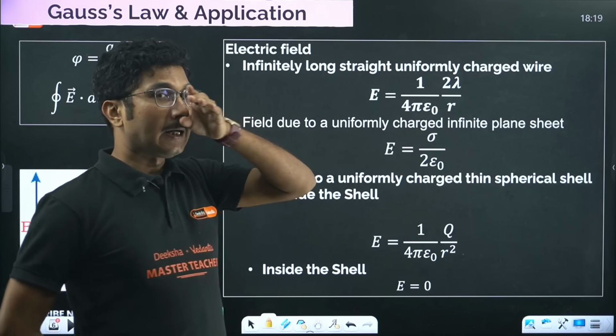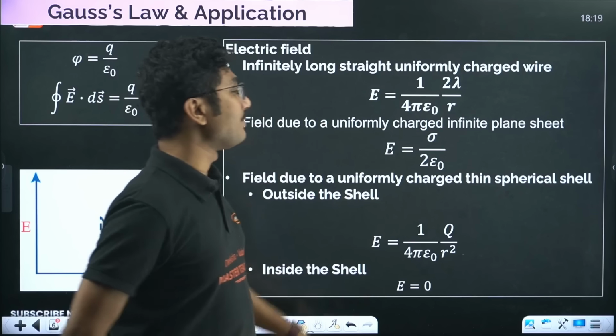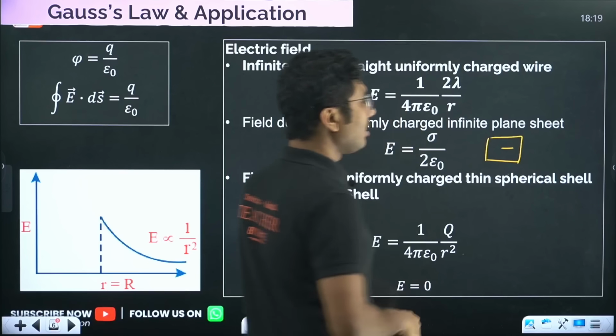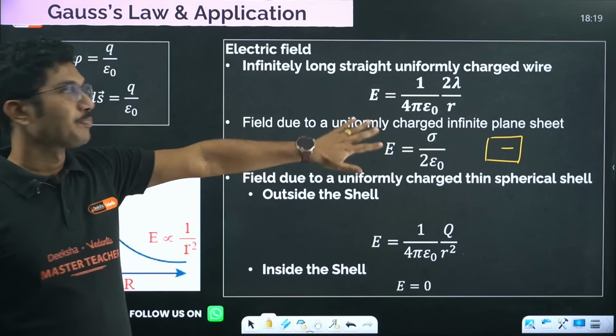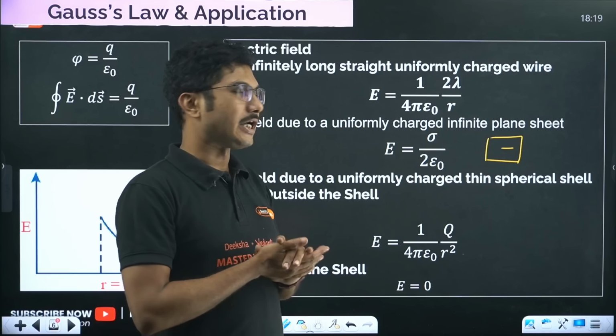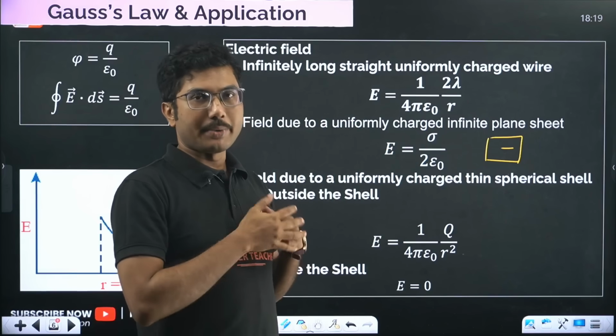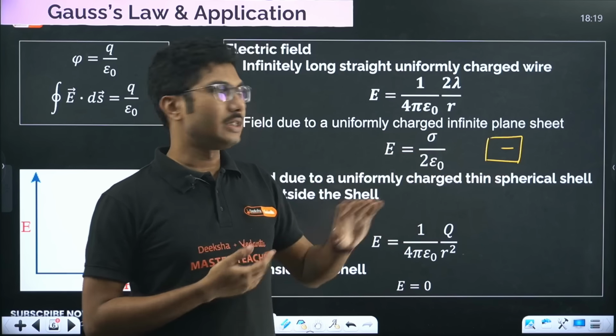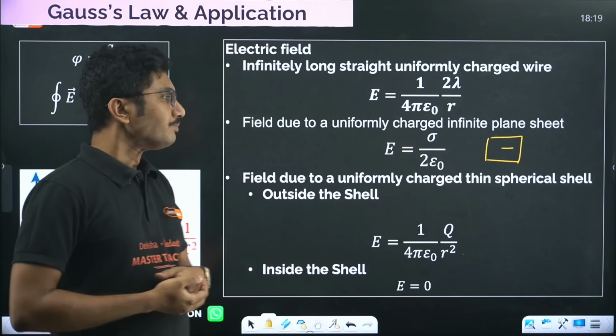Based on this, some questions come. Now remember that if the plate is large and the distance is small, you can still apply this formula. If the charged surface is large compared to the distance between a charge and the plate, then this formula is still applicable.